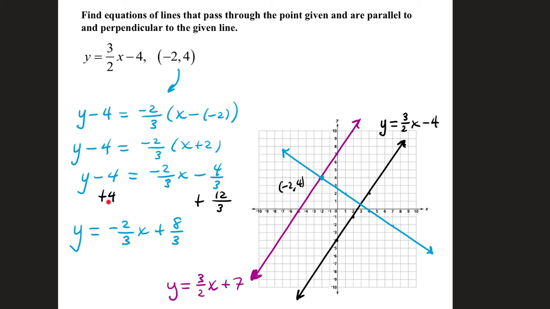To solve for y, we add 4 to both sides. This is 4, it's just written as 12/3 so that I could add it and we have a common denominator. Negative 4 plus 12, that's 8/3, and this is our function's equation. Y equals negative 2/3 x plus 8/3. 8/3 is 2 and 2/3, and that is very reasonable based on our graph. So this one turned out to be pretty tedious.